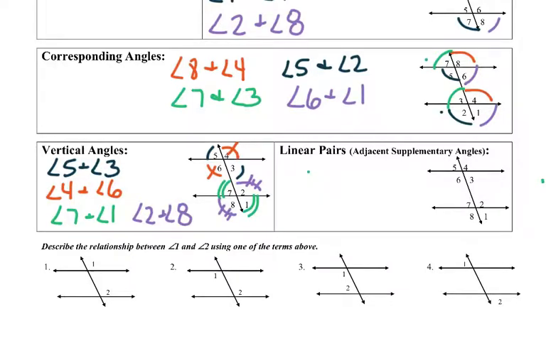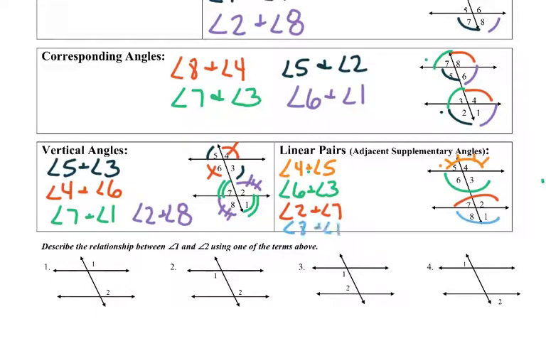The last one is linear pairs, or what's sometimes called adjacent supplementary angles. There's tons of those. Those are our sunrise-sunset angles, right? Our sunrise-sunset angles that make a straight line. So here we've got angle 4 and angle 5. Beneath here, angles 3 and 6, adjacent supplementary, make a straight line. Here, angle 2 and angle 7 make a straight line. Angles 8 and 1. So that's 4 pairs of adjacent supplementary.